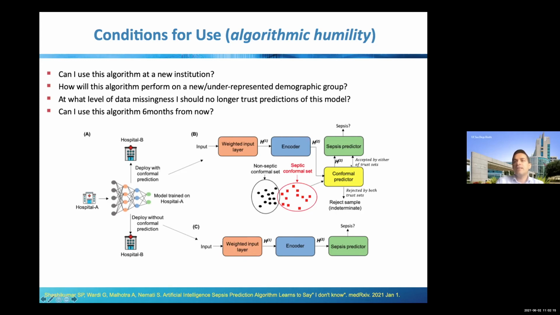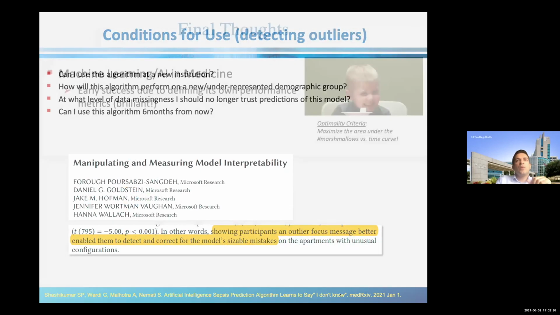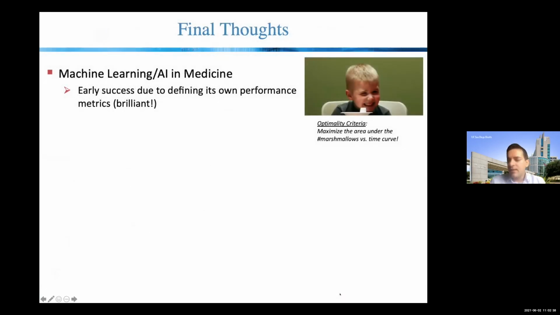And if I've seen an example in the past, then it depends on those examples, did they produce correct predictions, how much missingness they had, then I'm going to use that information to make a prediction. So that's the example of maybe algorithmic humility or conditions for use, having an algorithm that says, maybe I don't know. So with that, I wanted to say that machine learning has been quite successful.